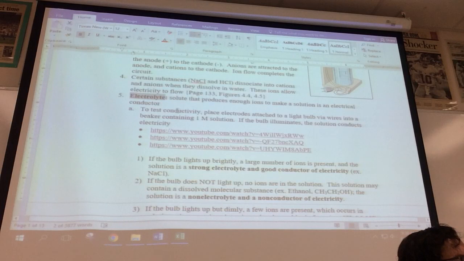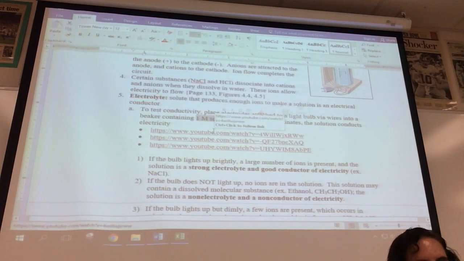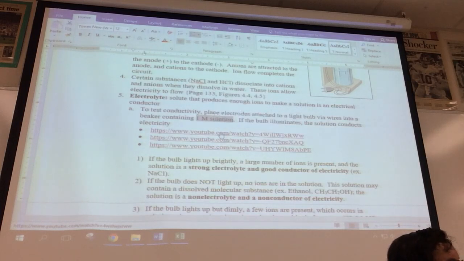I'm going to show you how you can test conductivity. This guy's a little bit goofy, but he does run through several different solutions, so I think it's very helpful. What's going to happen here is you're going to have 1 molar solutions, and you're going to test whether each conducts electricity.